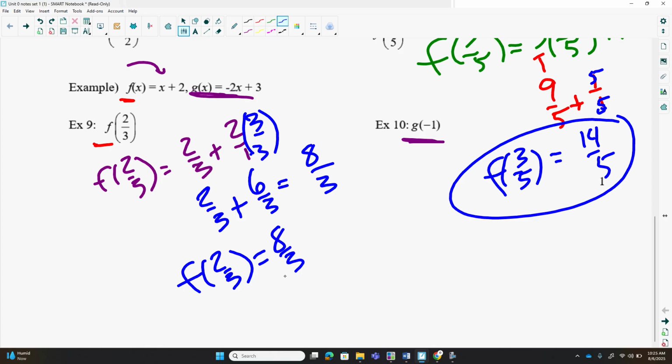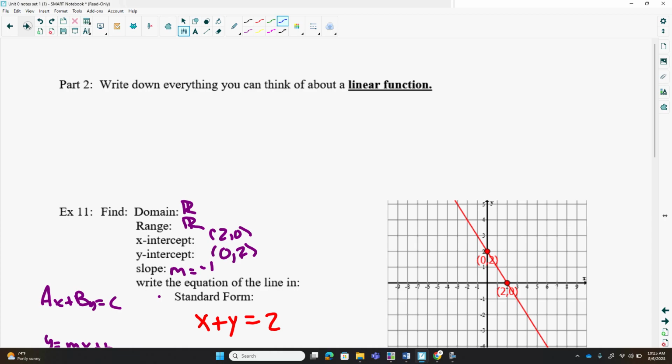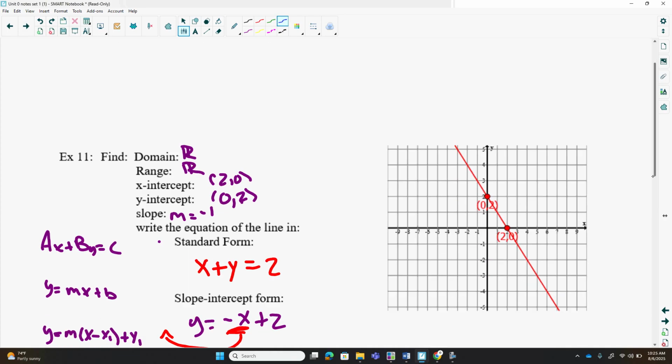Do not write that as 2 and 2/3. I don't want it. All right? Usually like that. Any other quick questions? All right. Moving on to number 12.